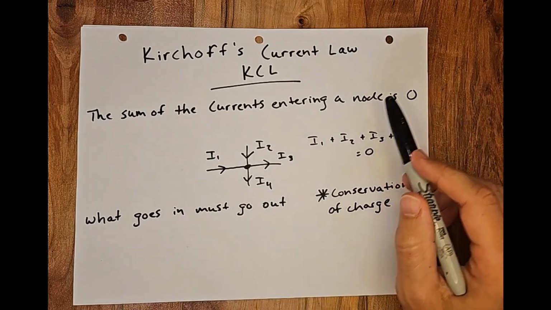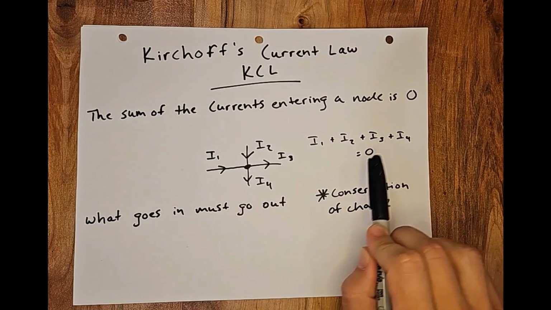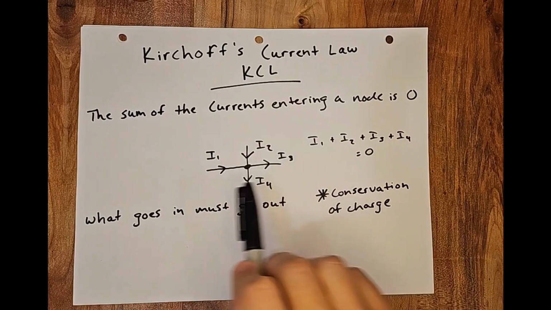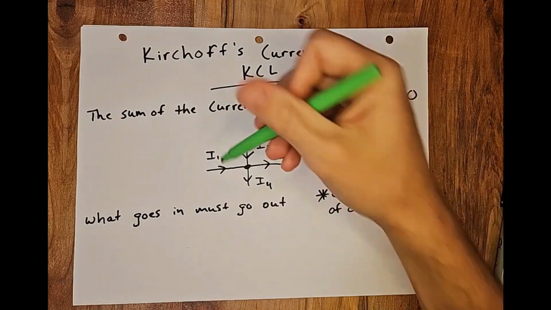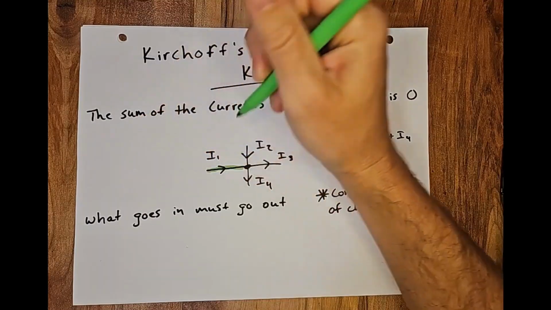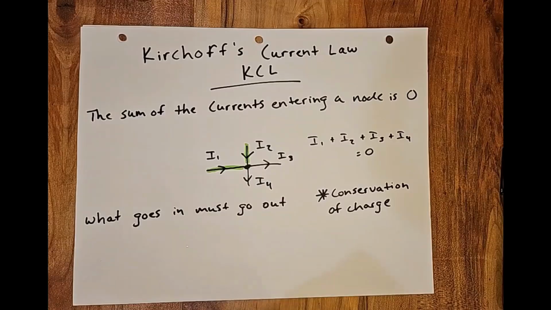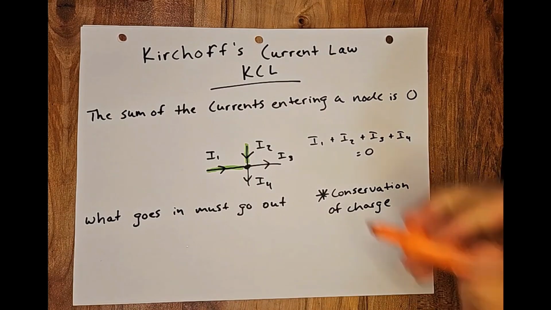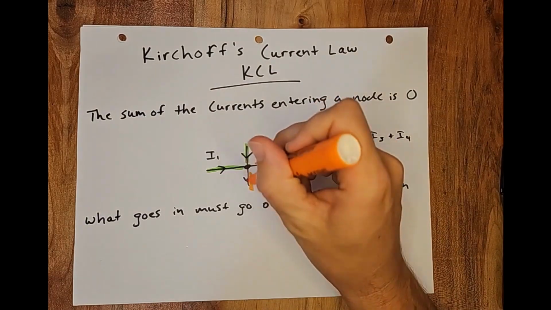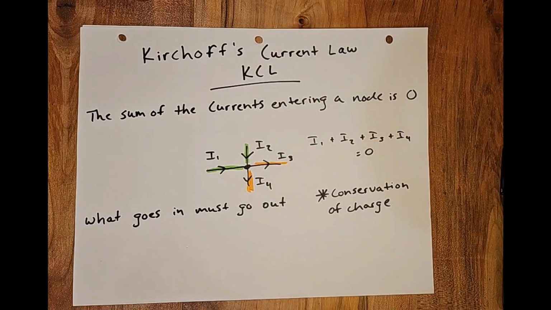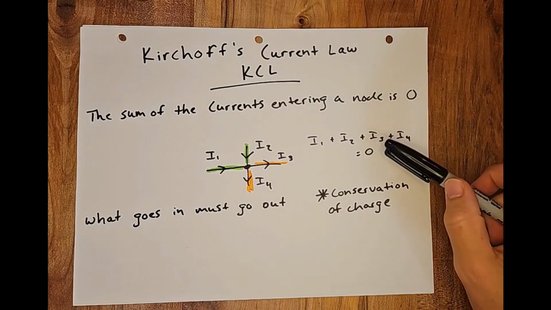Why is it zero? Because if you add I1 plus I2 plus I3 plus I4 together, they equal zero. Notice here, we'll use green for positive. I1 is coming into the node, so it has a positive sign. I2 is coming into the node, so it has a positive sign. We'll use orange for negative. I3 is going out and I4 is going out, so they'll both be negative. So positive I1 plus positive I2 plus negative I3 plus negative I4 equals zero.